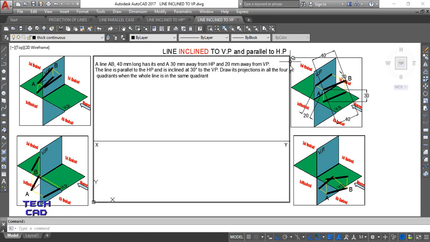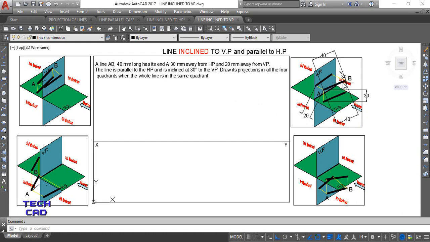Draw its projection in all the four quadrants when the whole line is in the same quadrant, which means if it is in the first quadrant, the line should remain in the first quadrant, and if you are projecting your line in the second quadrant, that line should remain in the second quadrant itself. Okay, so it should not cross to any other quadrant. This is what the examiner wants. So let's see the imagination in the first quadrant.